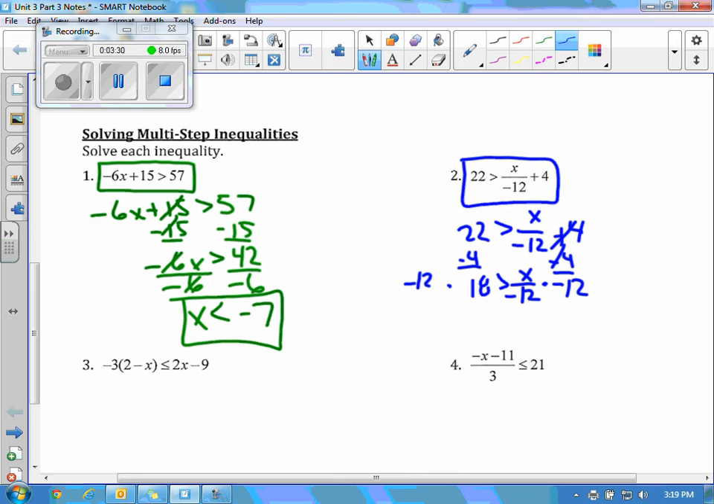-12 times 18 is -216. Those -12s cancel out, so I have x. I'm multiplying by a negative, so I flip my inequality symbol.